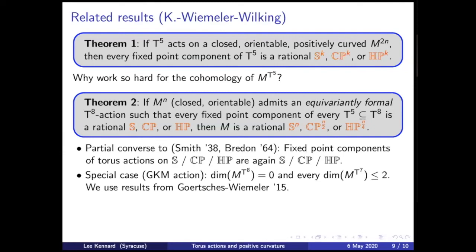I also want to mention that Theorem 2 includes the special case of GKM actions. These are extremal actions in a sense, where the fixed point set is as small as possible, and moreover the codimension 1 subtori also have fixed point sets as small as possible, so they're just S2s. There's a recent result in positive curvature by Goertsches and Wiemeler, where they studied GKM and similar conditions in positive curvature. A lot of their work is topological, so even though Theorem 2 does not involve curvature, we can use a lot of the ideas from that paper. It ends up being closely related.